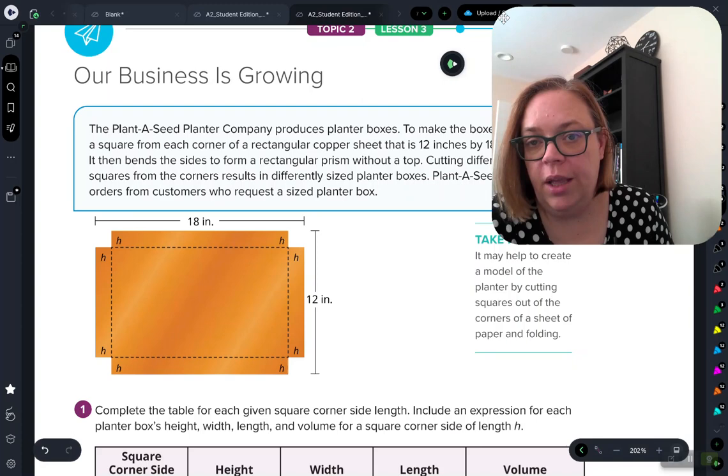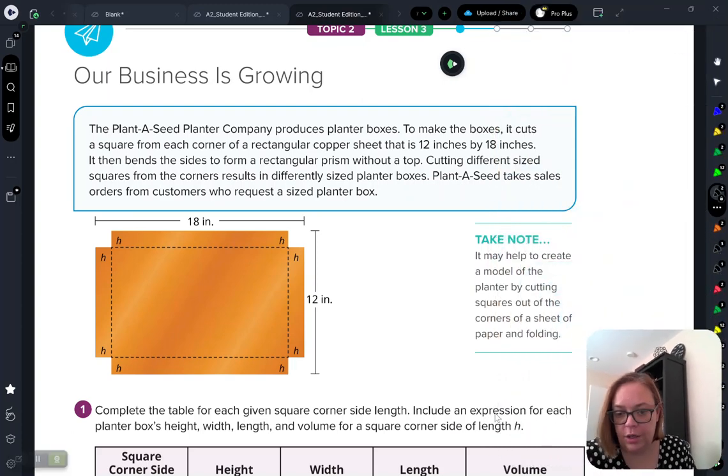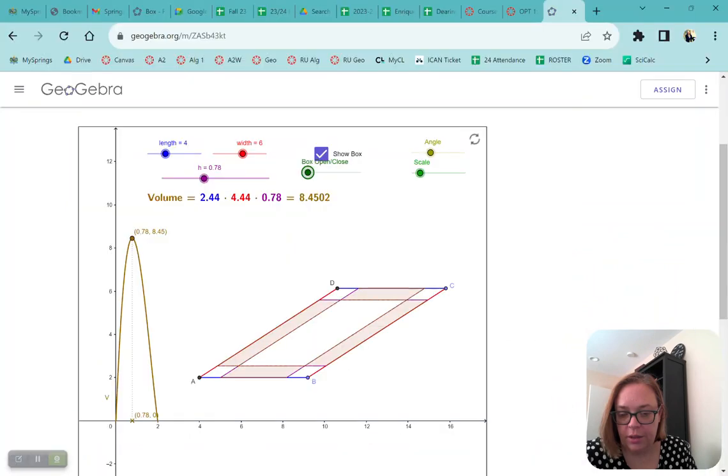Okay, another way that we can think about it is I'm going to show you something else. Okay, here is something on GeoGebra, which is an app that can be very interactive. I'll put the link in your lesson so that you can play around with this.